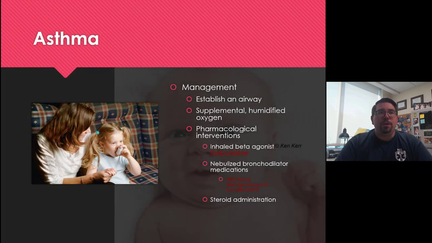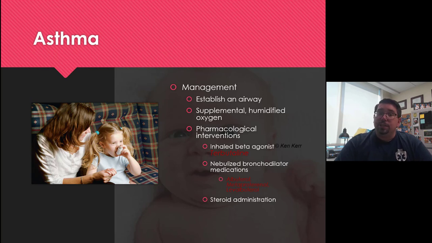Now, when we look at the management for asthma attacks, we know that our first and always primary component is to establish an airway. Remember, no airway, no patient. We also know that the use of supplemental humidified oxygen will be very helpful, and that again should be high concentration, high flow oxygen. From there, we're going to move into our pharmacological interventions. These include things like a beta agonist of albuterol, albuterol with a mix of ipratropium to make a dual neb, terbutaline, levalbuterol, metaproterenol. All of those can be common medications that you would see for bronchodilators.